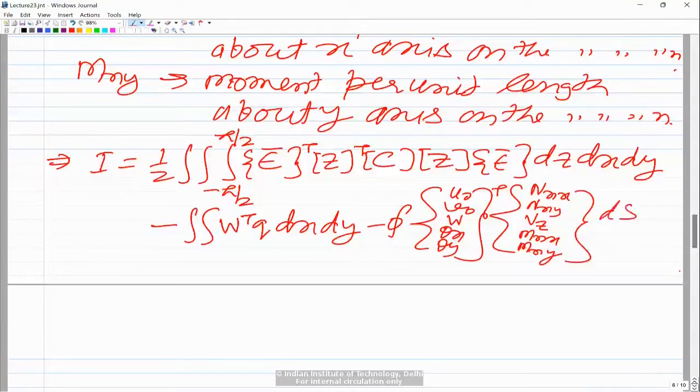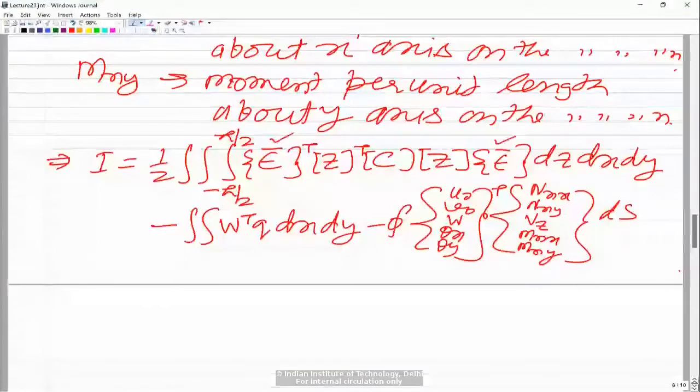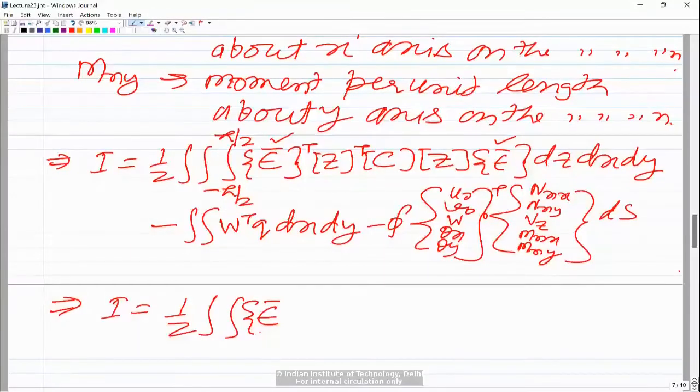And now what we can actually do is, because this epsilon bar is a function of only x and y, it can be taken out of the thickness integration, the z integration. And that thickness integration I am going to define as a matrix C bar. So then you can write this integral as half, integration over area of the element, and then we will have epsilon bar transpose, and then this integration from minus h by 2 to plus h by 2 of Z transpose into C into Z dz. I am calling it C bar.